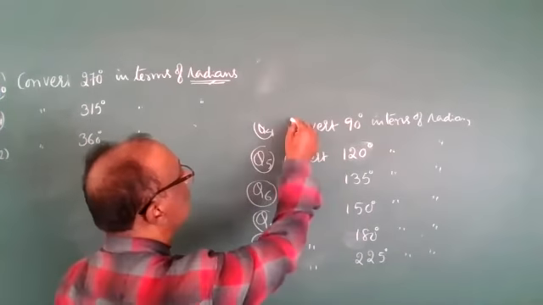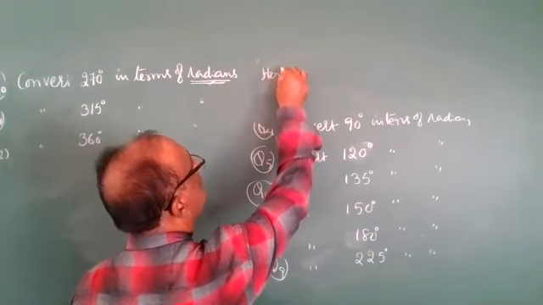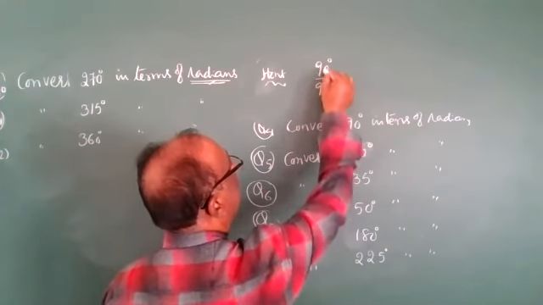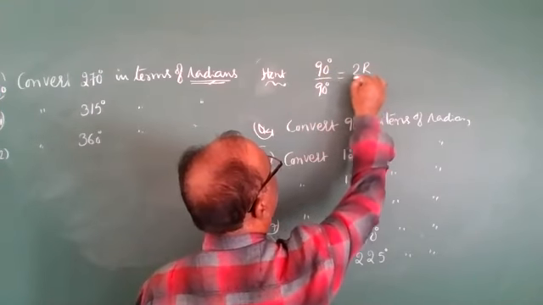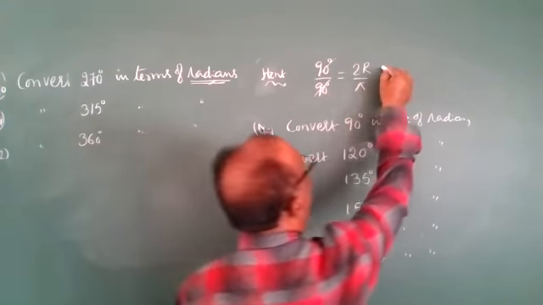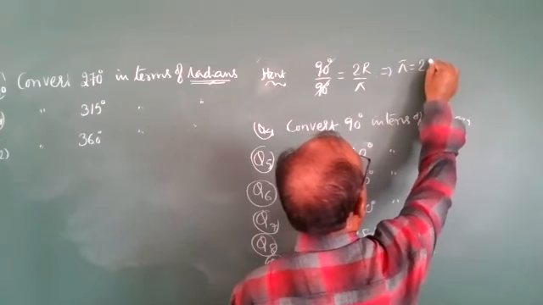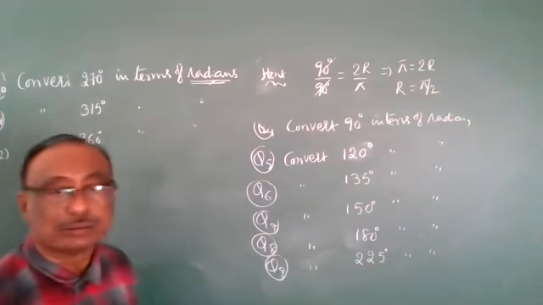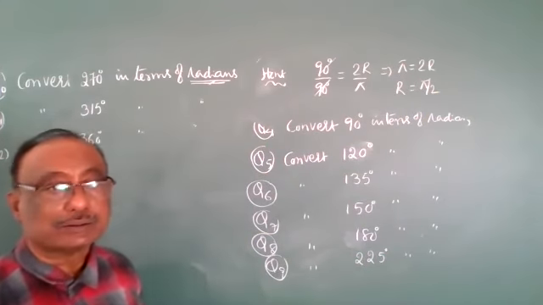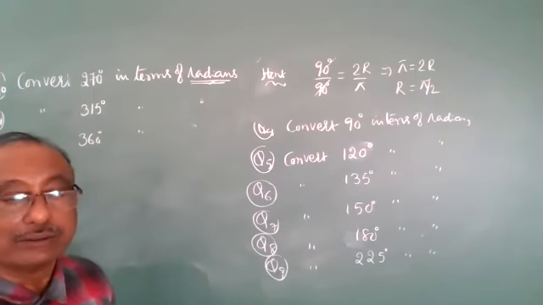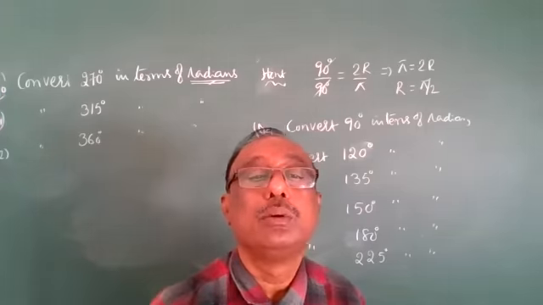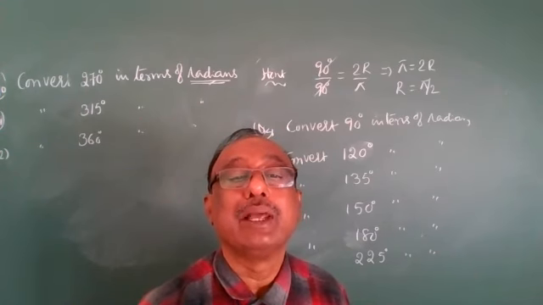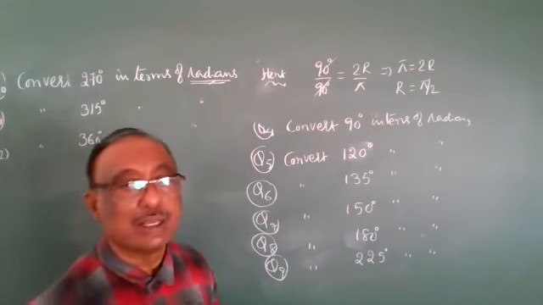Hint for question number 4: degrees is 90, so 90 by 90 is equal to 2r by pi. The 90s cancel, so pi is equal to 2r. R for 90 degrees is pi by 2 radians. Now fast, 120 degrees. The answer is 2 pi by 3. See, 120 degrees.